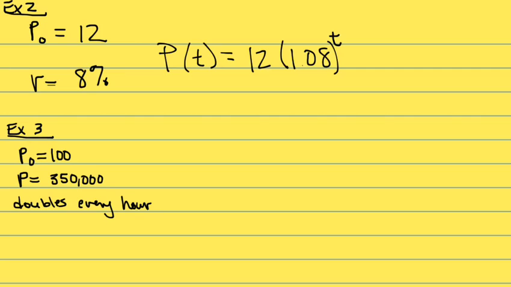The next question is a little bit more involved. The next question is harder. You have 100 bacteria to start with. You want to know how long it takes to reach 350,000 if it doubles every hour. I'm going to give you 2 minutes. Go. Okay. We're going to go ahead and plug this into the equation. If you plug it in, it looks like this.